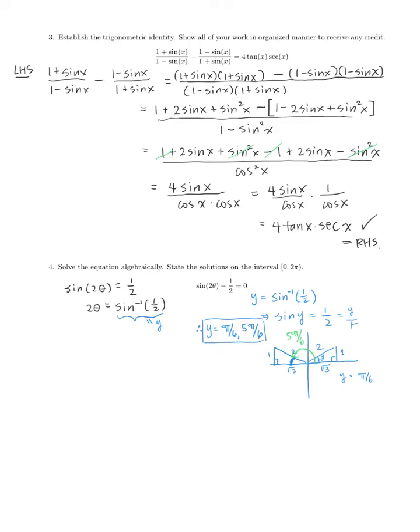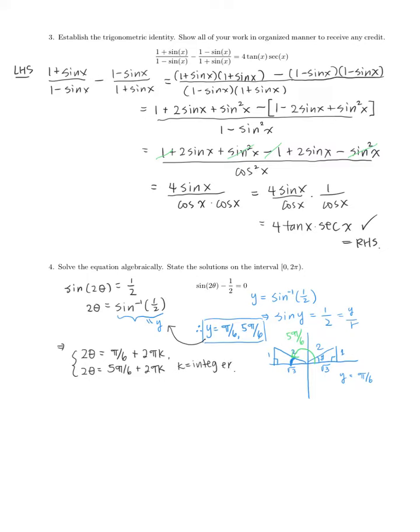All right, now let's put them all together. Okay, so I'm going to put it in here. So what do we got? We have either 2 theta equals pi over 6. Since I want to get all the solutions on the interval 0 to 2 pi, I'm going to make this into plus 2 pi k, where k is an integer. And then another one is going to be 2 theta equals 5 pi over 6 plus 2 pi k. And k is an integer.